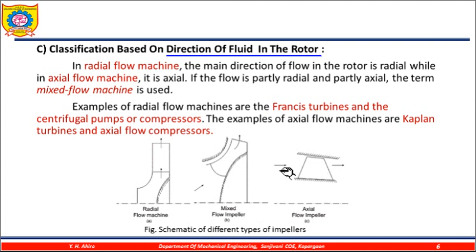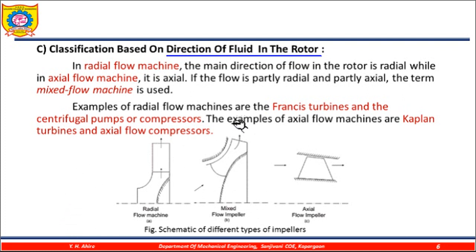In axial flow machine, the flow of the fluid is purely axial, parallel to the axis. So this is called axial flow impeller. And there is one more. If the flow is partly radial and partly axial, the term mixed flow machine is used. So there is a partly axial and partly radial flow. So this one is called mixed flow machine or mixed flow impeller.